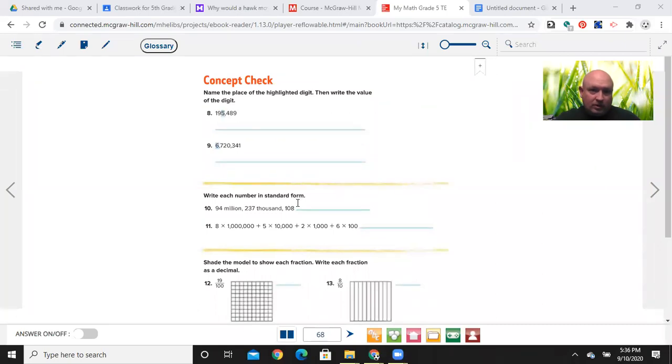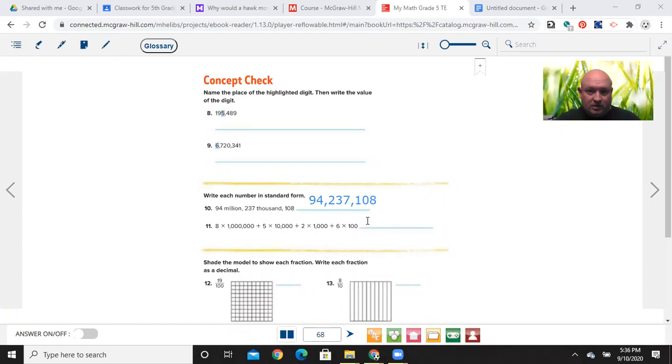Oh, sorry, I'm going to go down to here. Write numbers in standard form. I'm going to move it up here just a hair. So 94 million. I'm going to put a comma because I'm going to go to the next period. 237 is in the thousands period. 108 is in the ones period. So that's your answer.